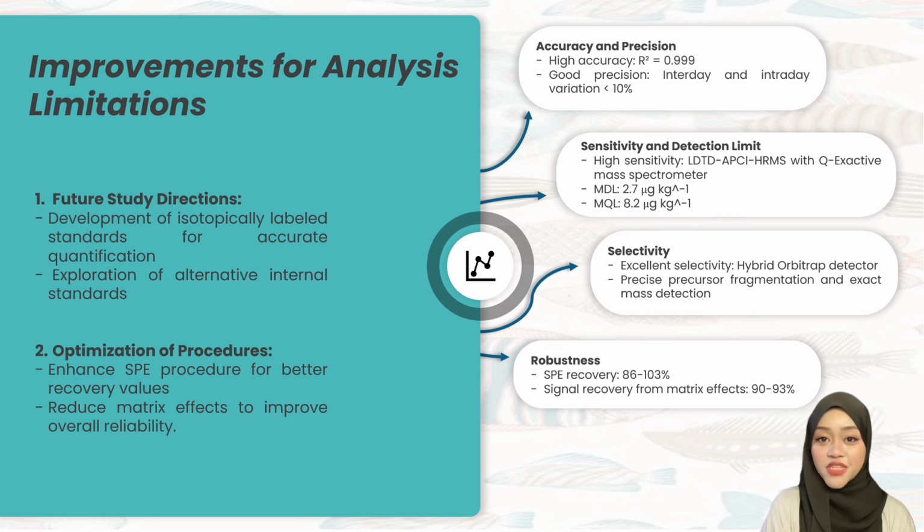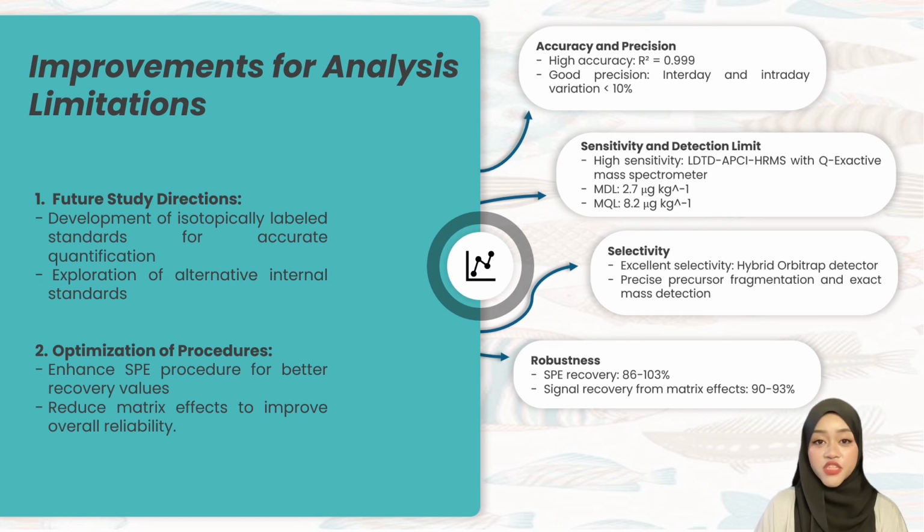For selectivity, the hybrid Orbitrap detector of the Q-Exactive mass spectrometer offered excellent selectivity for the analysis of microcystins. The mass spectrometer enables precursor fragmentation and exact mass detection, enhancing the specificity of the analysis. I will continue explaining the robustness of this analysis.